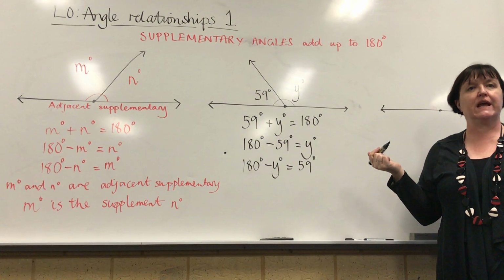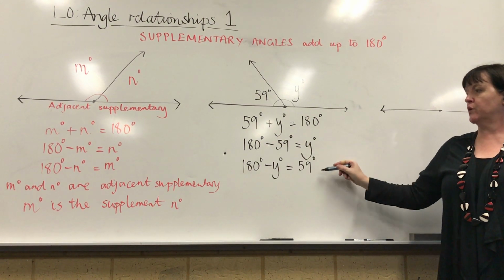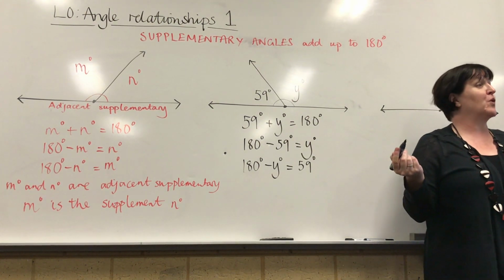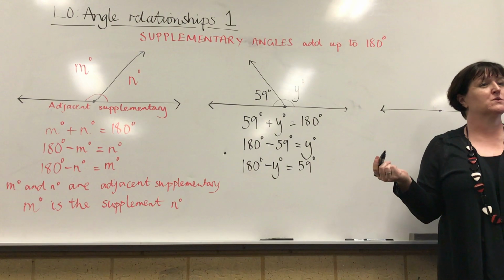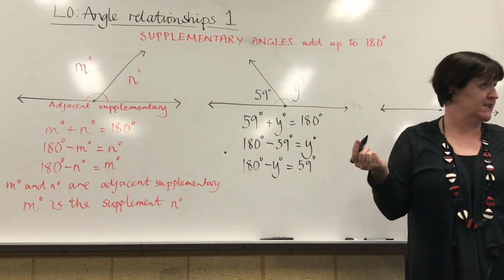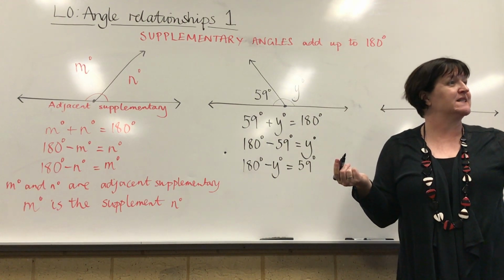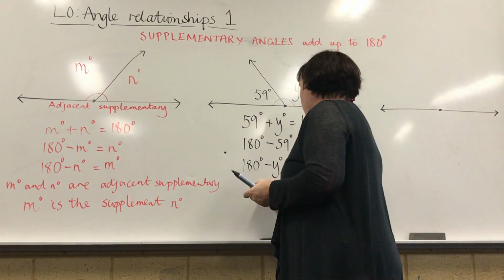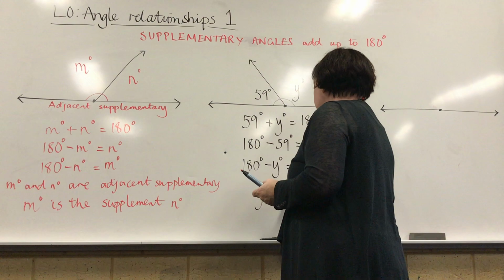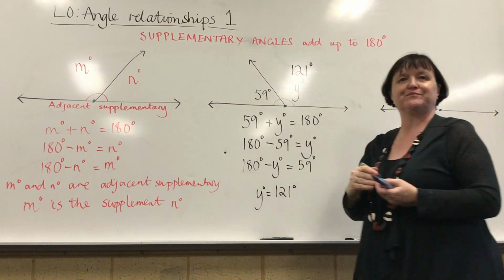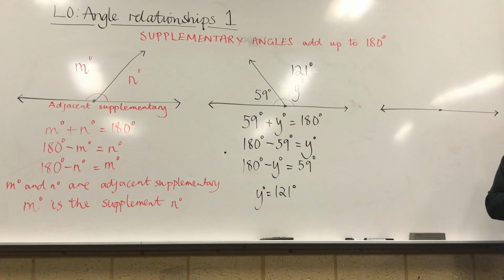1, 2 or 3? Ladies? 2, that's right. So what is the value of Y? What's 180 take away 59? 121, that's right. So Y equals 121 degrees. So here, 121 degrees. Super, right.